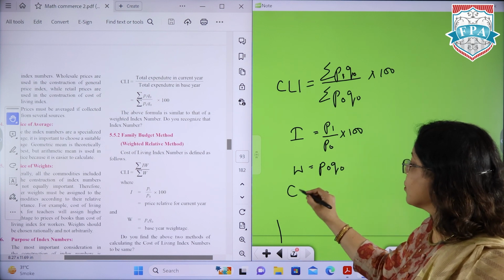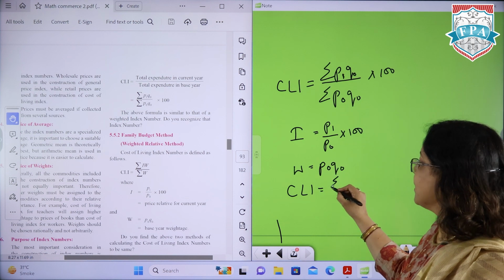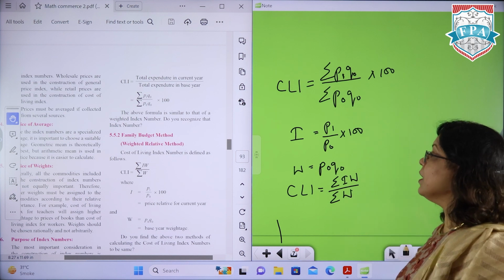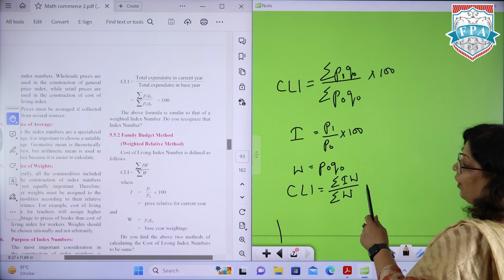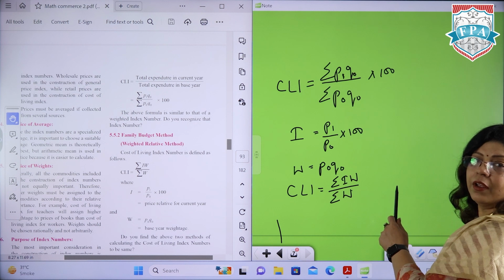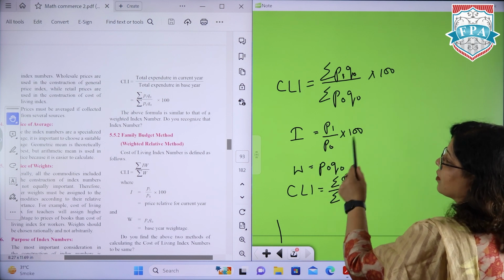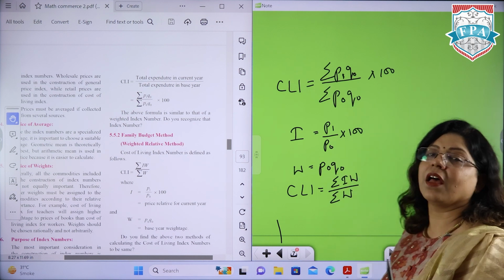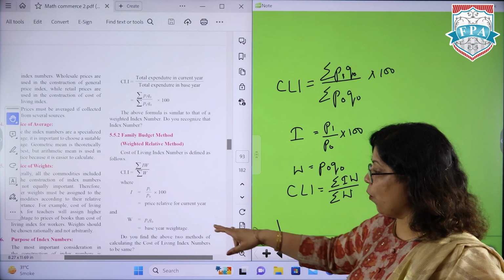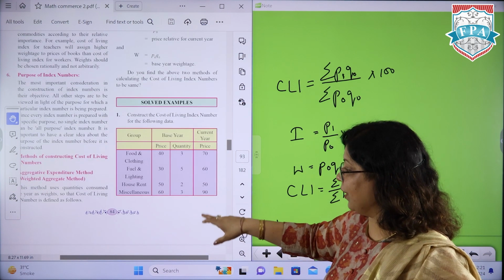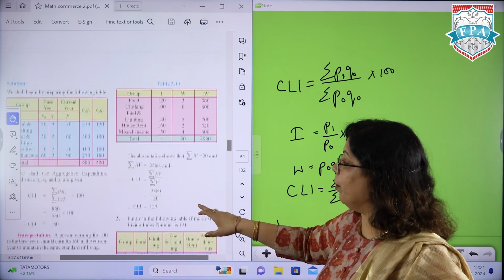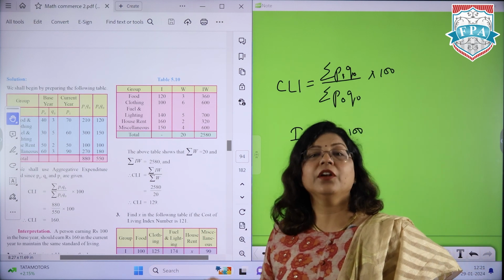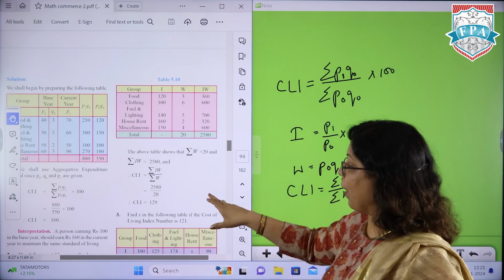And your cost of living index is going to be sigma IW upon sigma W. Here, in this formula, I'm not writing multiplied by 100. Have you noticed why? Because multiplied by 100 is already taken care of in the value of the price relative. So this is what we are going to use to get the cost of living index numbers. The method will mainly be given to you in the question itself, whether they want the aggregate method or the family budget method.